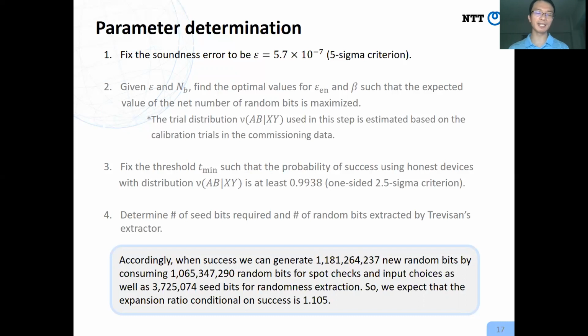I will skip the details of this procedure. According to this procedure, when successful, we can generate about 1.1 billion random bits by consuming about 1.06 billion random bits. Hence, we can achieve randomness expansion. Specifically, we expect the expansion ratio will be about 1.1.